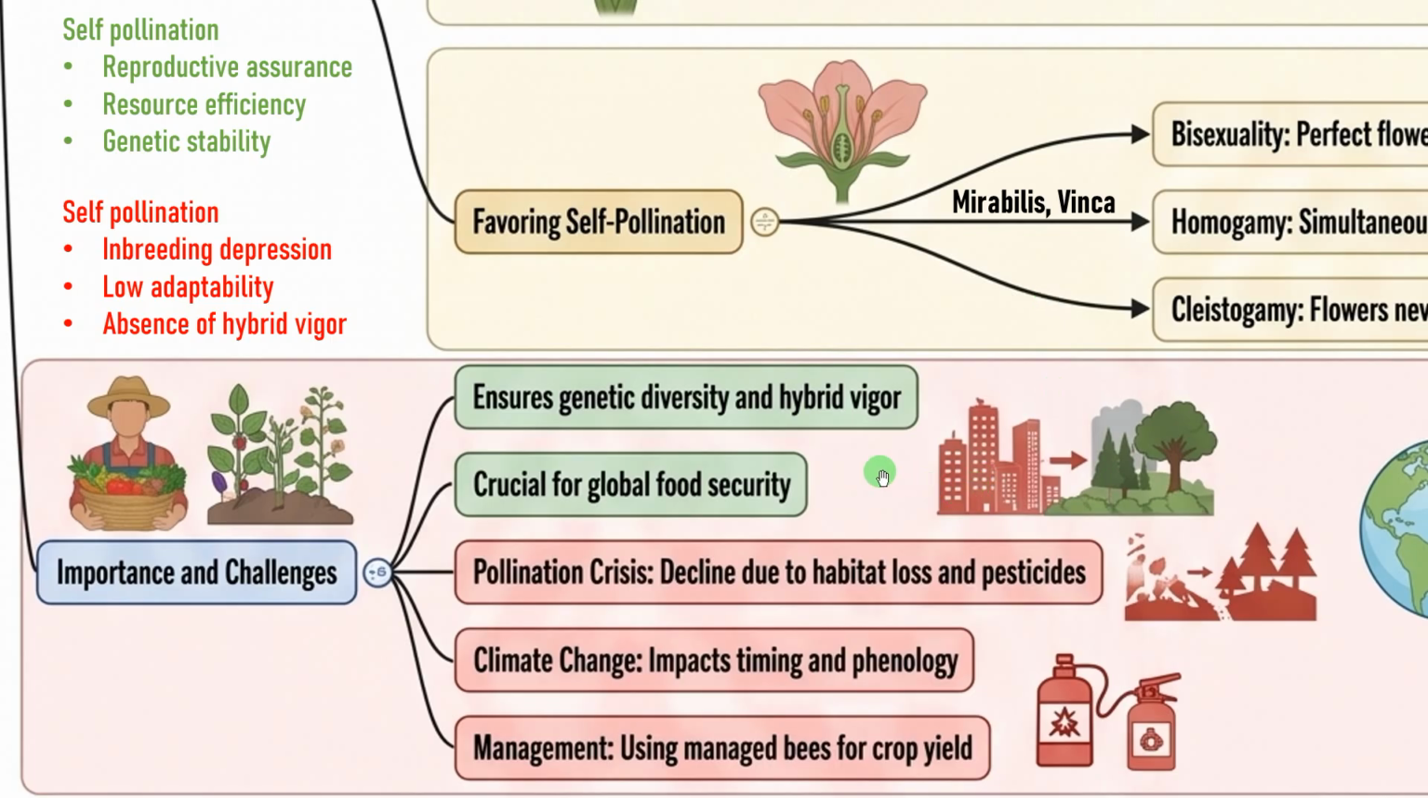So there are many crises. The first one is a pollination crisis, that is a decline due to habitat loss and pesticides. Agriculture has destroyed the natural habitats of wild pollinators. The widespread use of pesticides actually kills wild pollinating insects also, that leads to unsuccessful pollination.